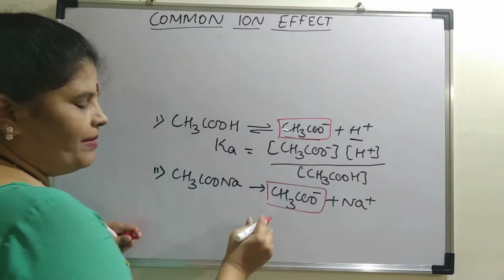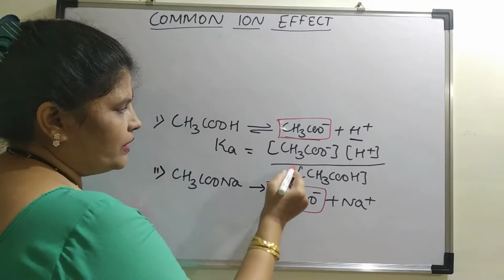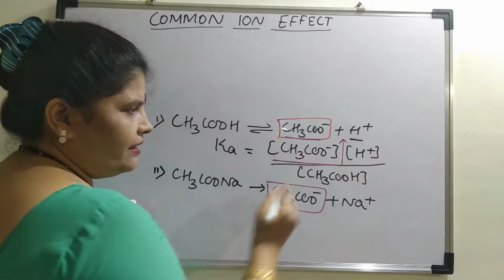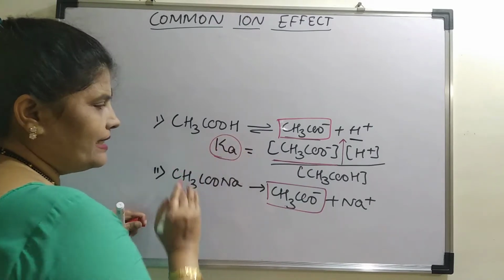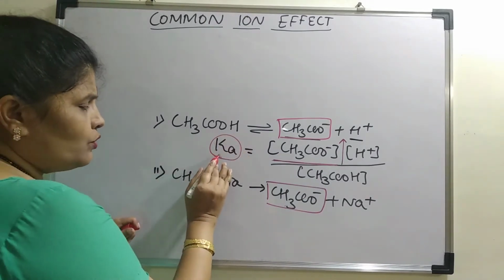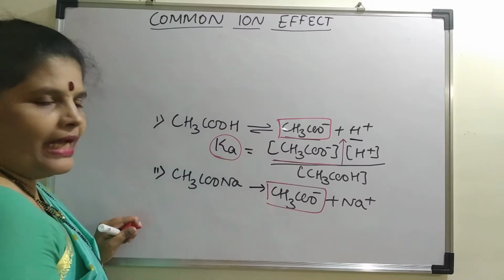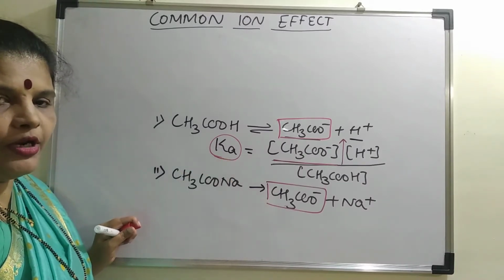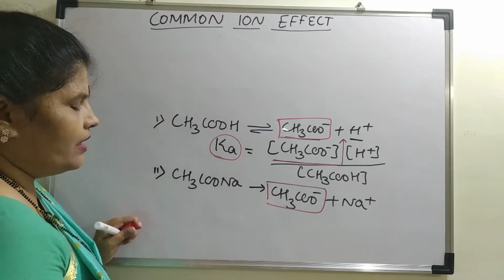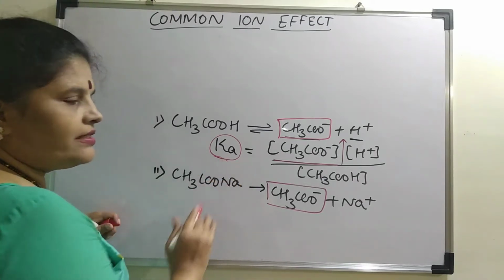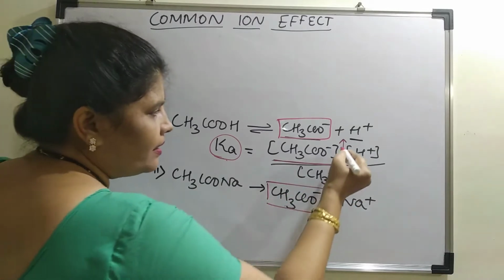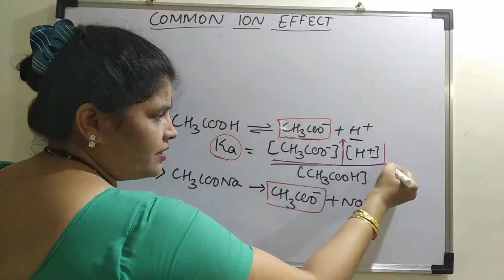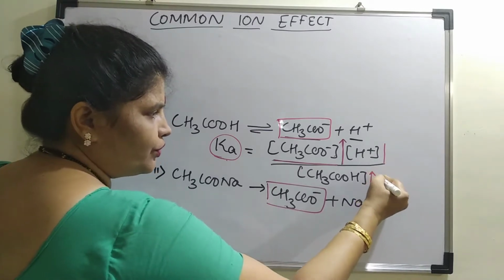But what will happen because of this? Because of this, the concentration will increase. When this concentration increases, the equilibrium gets disturbed. And in order to re-establish it, because you know that the equilibrium constant or the dissociation constant of any acid or a base is its characteristic property, what should happen, students? This concentration should decrease, this concentration should decrease, or this concentration should increase.